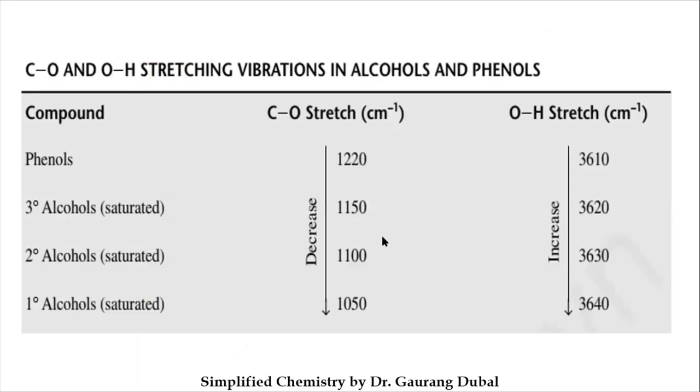Next, C single bond O and OH stretching vibration in alcohols and phenol. You have to memorize such things. If you are having phenol, the C single bond O value will always be higher. If you go from phenol to tertiary to secondary to primary, the frequency will decrease. In the case of OH stretching vibration, if you go from phenol to tertiary to secondary to primary alcohol, the frequency will always increase. On the basis of this, examples may be asked in some exams or interviews, so you have to remember that.